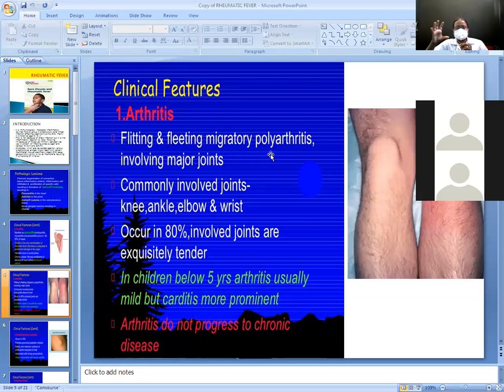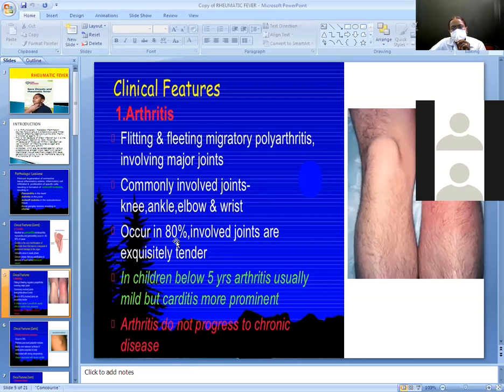The knee joint is swollen and tender, the swelling resolves in the knee joint, then it attacks the ankle joint. Resolution occurs in the ankle joint, then it attacks the elbow joint. It attacks the joints one by one, so it is called migratory or fleeting polyarthritis. Commonly large joints are involved, and the joints are very tender, but the healing occurs without leaving any sequelae, without damaging your joint.